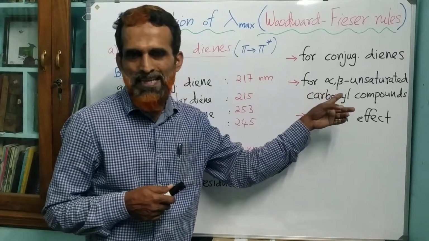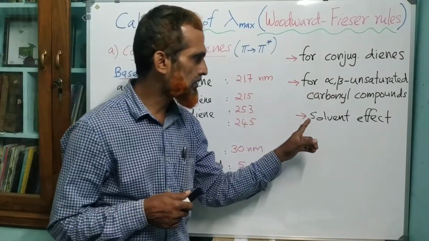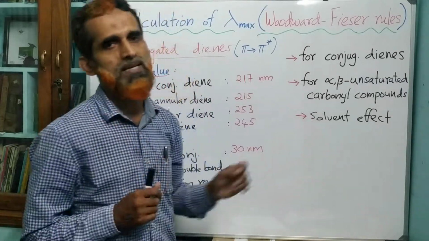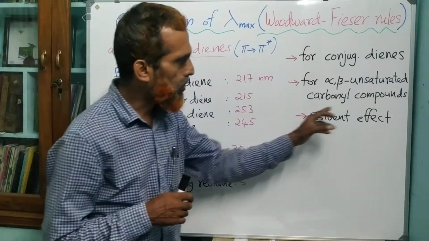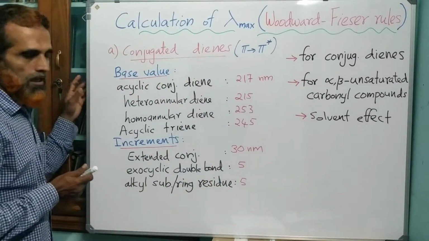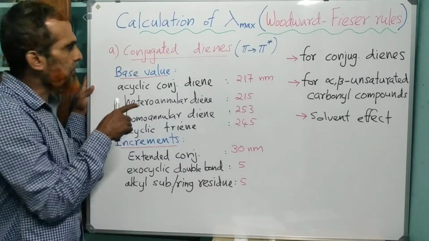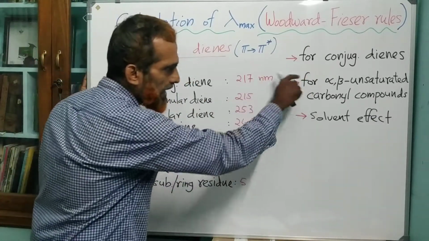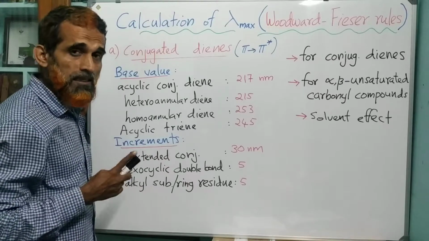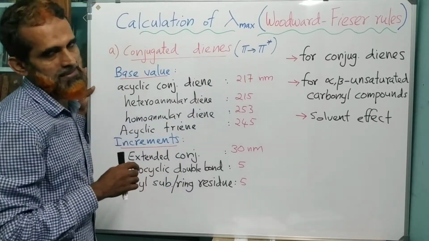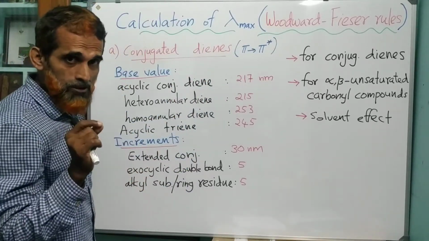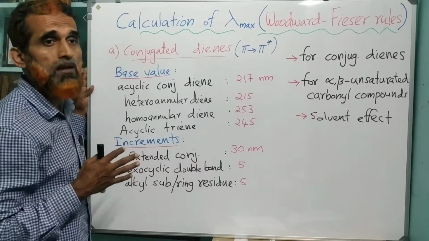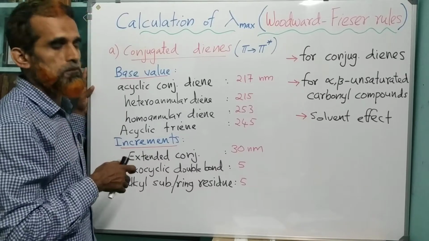With respect to enones, we have to discuss what is the role of solvent in lambda max, or solvent effect. Let us first go into the calculation of lambda max of conjugated dienes. Remember, in both the cases, we are concerned with pi to pi star transition. That means lambda max of pi to pi star transition, because it is the most noticeable peak, most intense peak.